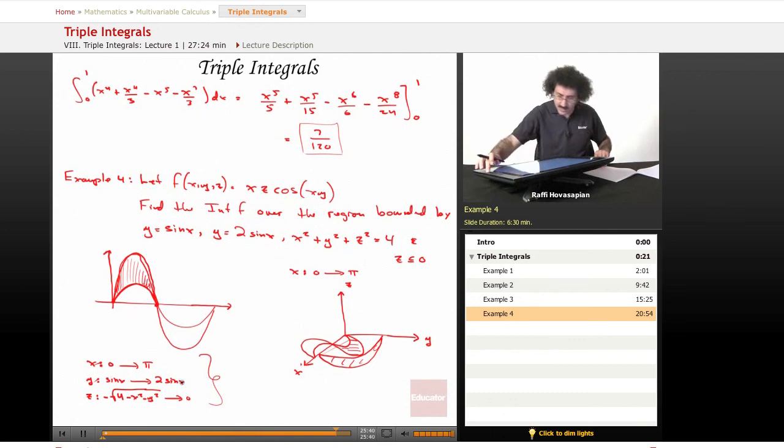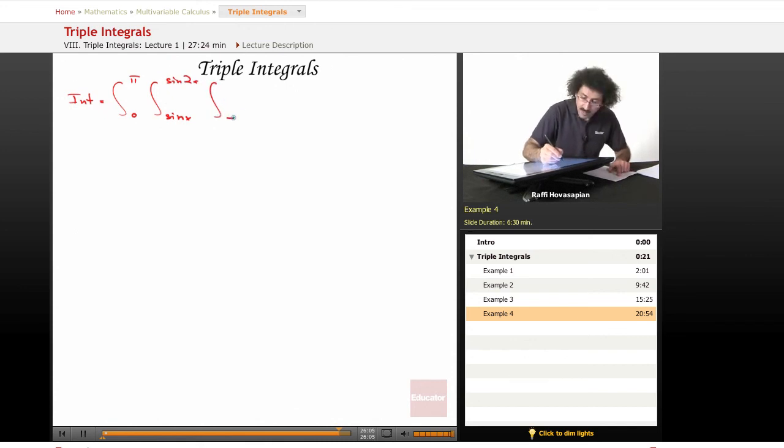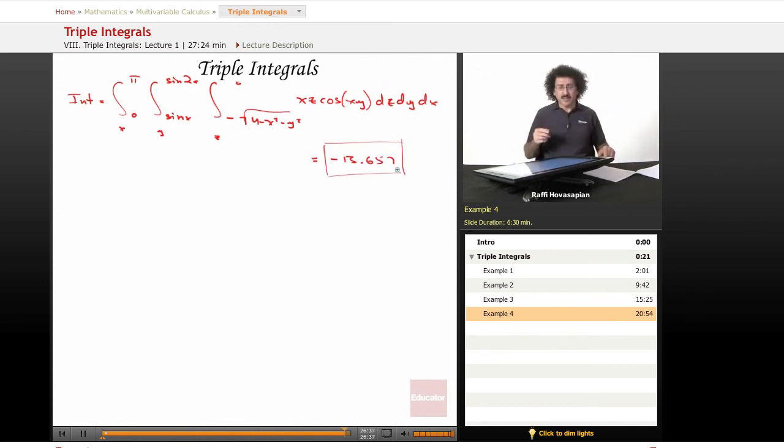So this is what's important. Now our integral is going to equal the integral from 0 to pi, the integral from sine of x to sine of 2x, and the integral from minus radical 4 minus x squared minus y squared up to 0. And then, of course, we have our function, which is xz cosine xy. So we're going to do dz, dy, and dx. And when we put this in our software, we get the following number, 13.657.